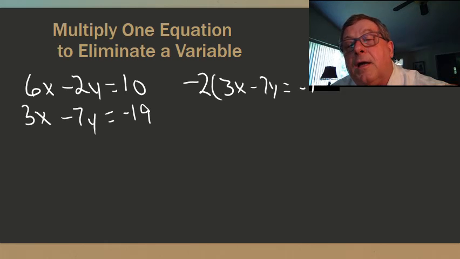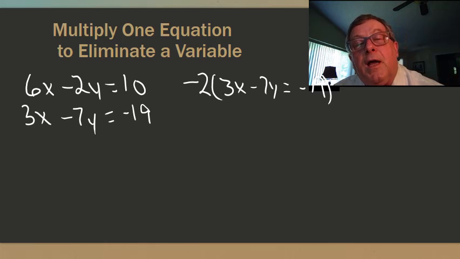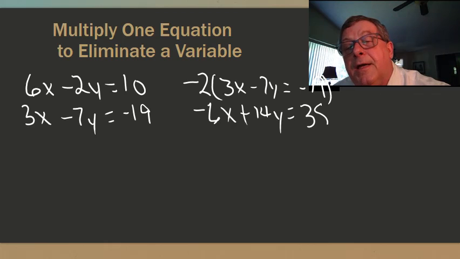Now, one of the things in math, as long as I do the same thing to both sides of the equation, then I've got a permissible, legal way of doing this. So now we got negative 6x. When I distribute this negative 2, it's going to give me negative 6x plus 14y equals negative 2 times negative 19, which gives me a positive 38.